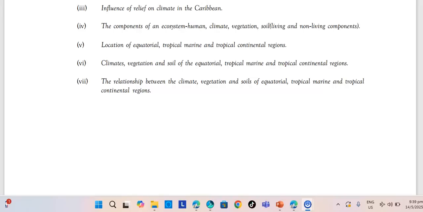Now, we're going to look at the relationship between the climate, vegetation, and soils of equatorial, tropical marine, and tropical continental regions. Climate controls vegetation. The more rain, the more plants. Less rain, we have grass and fewer trees. Vegetation affects soil. More plants protect the soil and add nutrients. Fewer plants lead to dry, dusty soil.